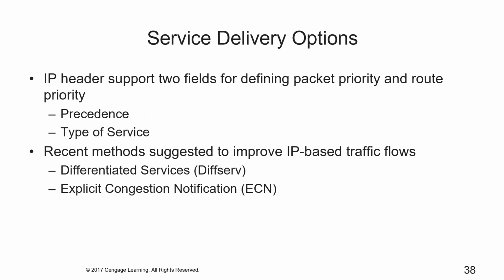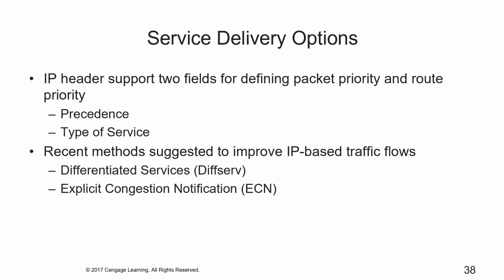So service delivery options. As the internet and TCP/IP take on a bit more responsibility for commerce, people are looking for ways to improve performance. So recently, differentiated services, or diffservs, and explicit congestion notification, ECN, have been suggested to improve some of the IP traffic flows.